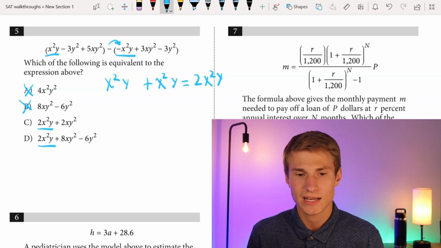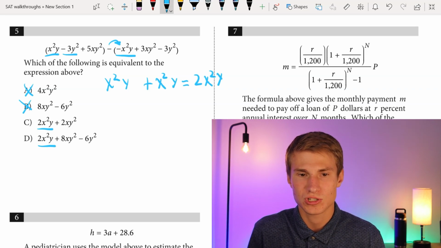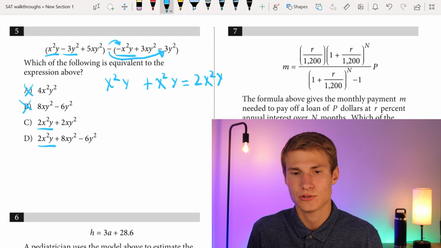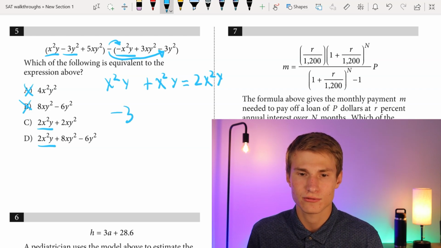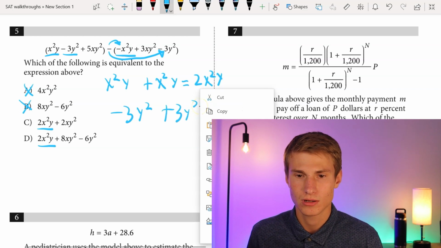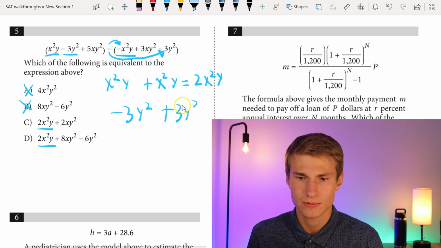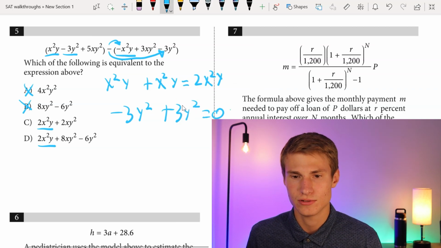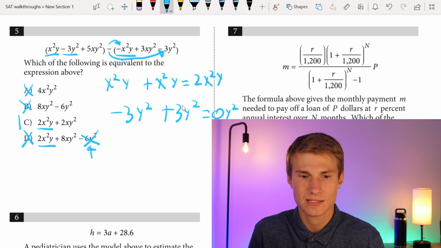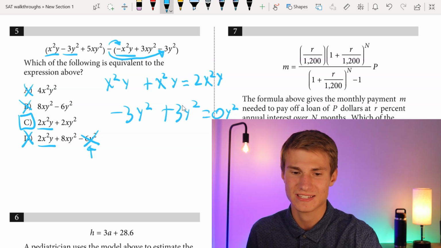Next up, I'm going to go ahead and take a look at my next term, which is negative 3y squared. I see I've got negative 3y squared minus negative 3y squared. So minus the negative turns it into an addition. So I've got negative 3y squared plus 3y squared. I know that negative 3y squared plus 3y squared is going to get rid of my y squared term. So once I get rid of my y squared term, I'm going to have nothing there. Okay, so it's 0y squared. I shouldn't have a y squared term. I see I do have a y squared term in D, therefore D has to be incorrect, and my correct answer has to be answer choice C.